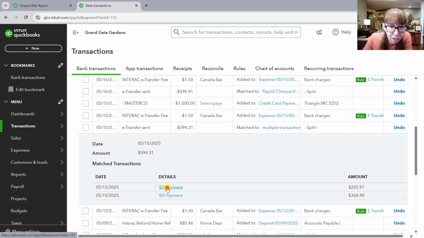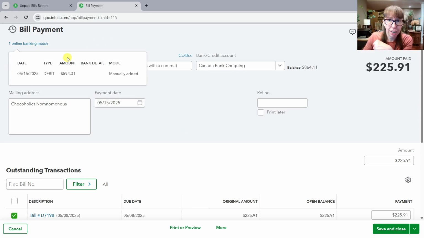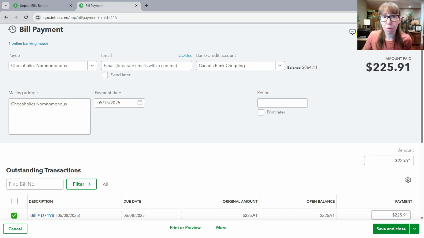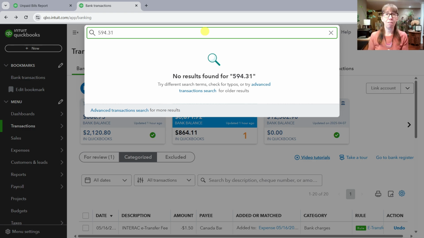And so if I were to click on this bill payment right here, you can see, yes, it's married to a bank feed info line, but you've got a bill payment for $225.91 married to a bank feed info line for $594.31. There is no transaction in QuickBooks right now for $594.31. There isn't one in there. I'm going to look that amount up here. $594.31. We can't find it. So if you're troubleshooting and somebody says, hey, I see on the statement here we e-transferred $594.31 to someone, who was that sent to? That transaction is not in QuickBooks.